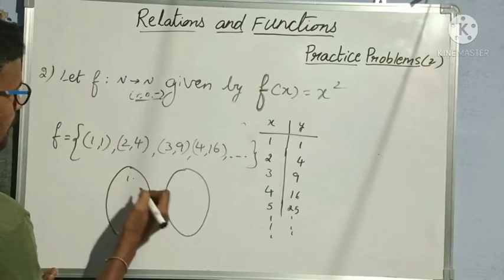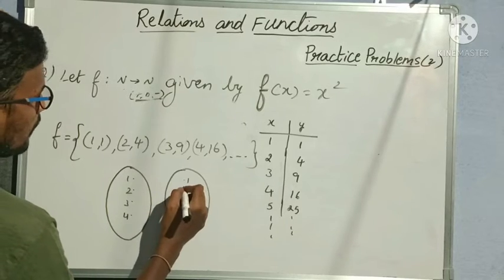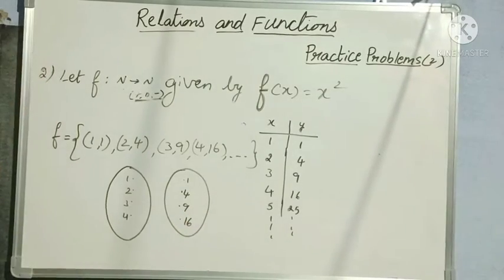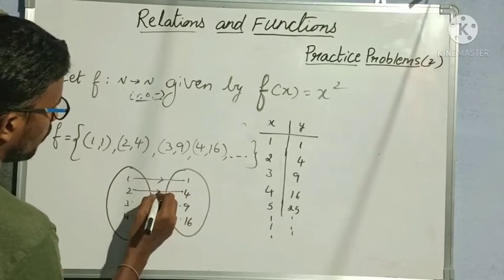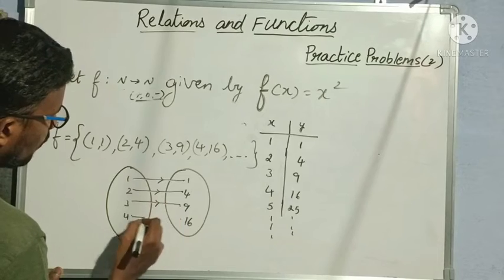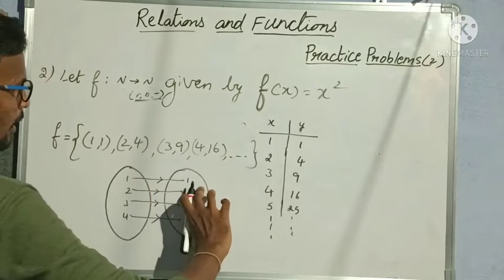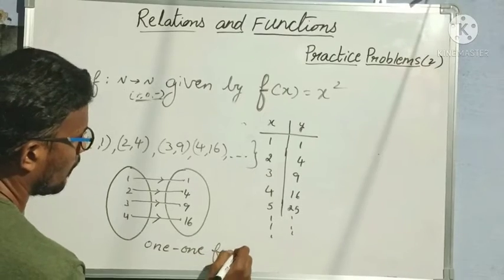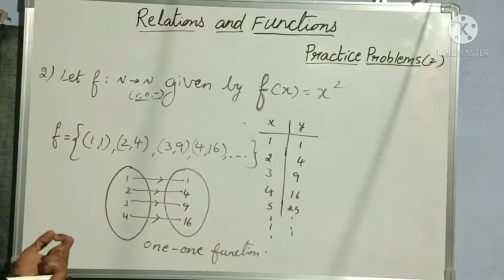So here 1, here also 1, 2, 3, 4, here 1, 4, 9, 16. Okay, so my 1 is mapped to 1 only, my 2 is mapped to 4, my 3 is mapped to 9, my 4 is mapped to 16. Yes, so means different numbers are having different images here. So what type of function it is? One one function. Understood? Clear? So this is a one one function.